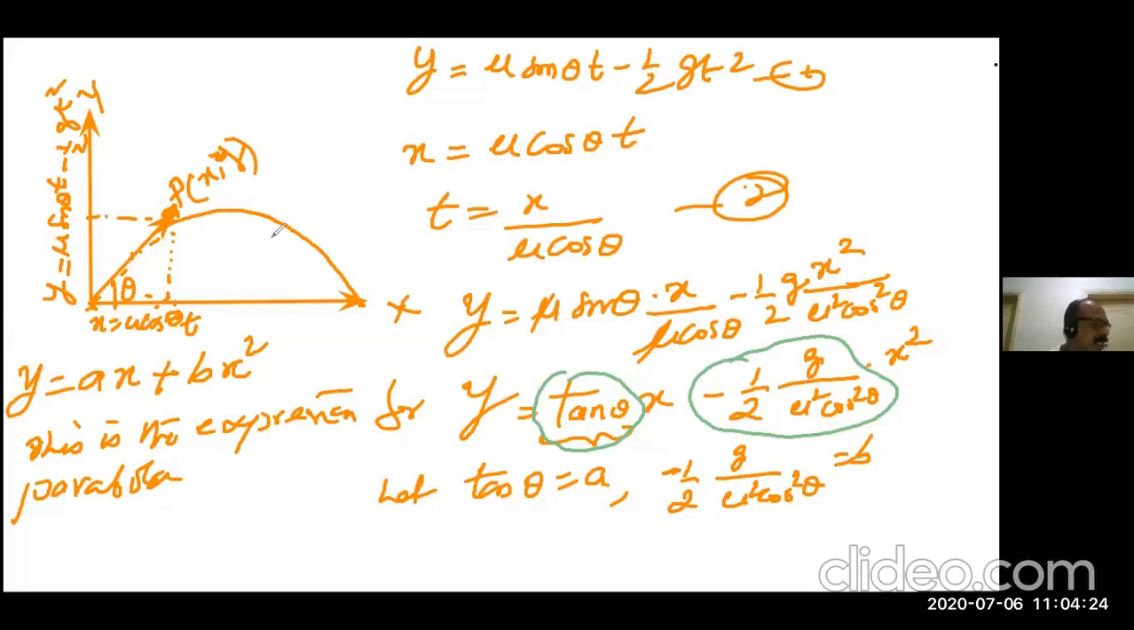Yes, sir. Let us consider an object is projected with an initial velocity u at an angle theta with the x-axis, at an instant of time t, during its journey.